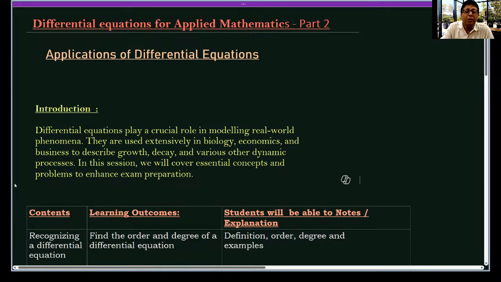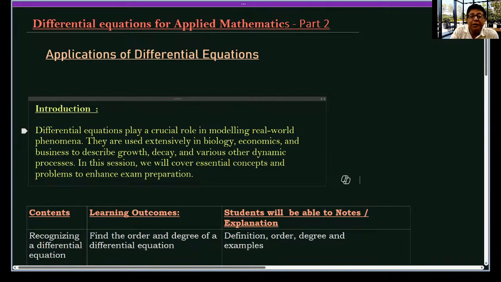Because differential equation plays a crucial role in modeling real world phenomena. They are used extensively in biology, economics, business to describe growth, decay and various other dynamic processes. And here I am going to cover essential concepts and problems to enhance exam preparation for students of applied maths.